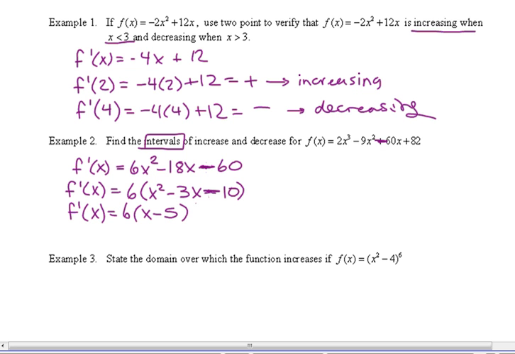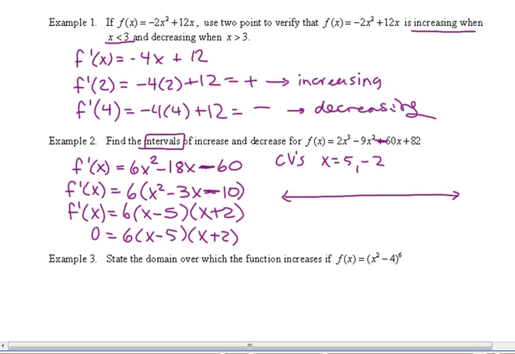Okay, so x minus 5 times x plus 2. Our critical values are when our derivative is set to 0. So when is that? What are the values of x? So critical values, 5 and negative 2. So we have to do what? Interval test. Woohoo! Okay, let's plug her in.